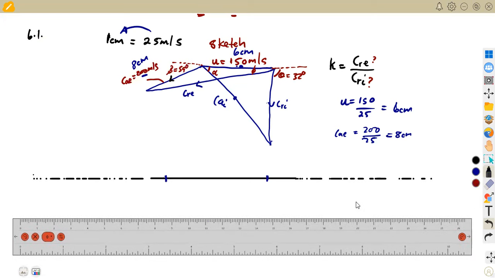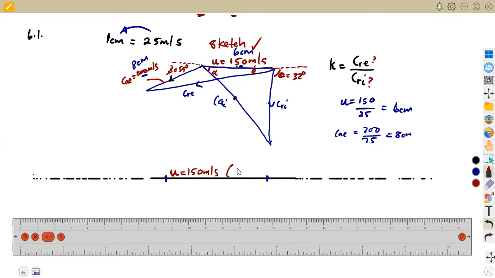All right. So we are having our 6 centimeters from this point to this point. These are the 2 points that we are going to consider. So we are saying from this point up to this point, it's 6 centimeters. That's our U in this case, which was 150 meters per second. But in the presentation, we are presenting the centimeters, because that is what we can construct.